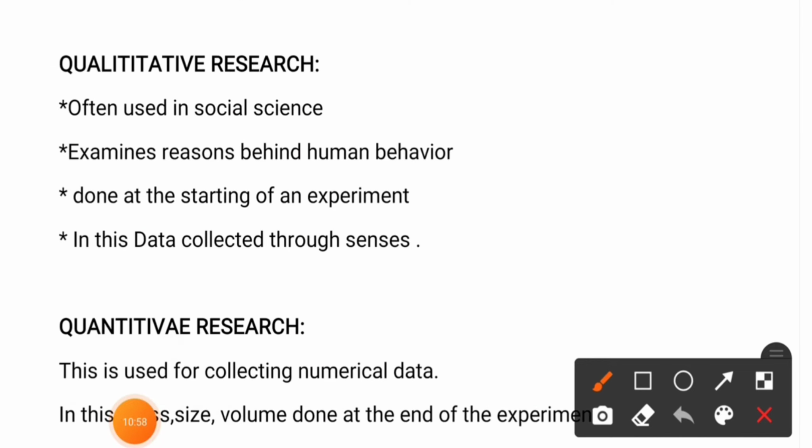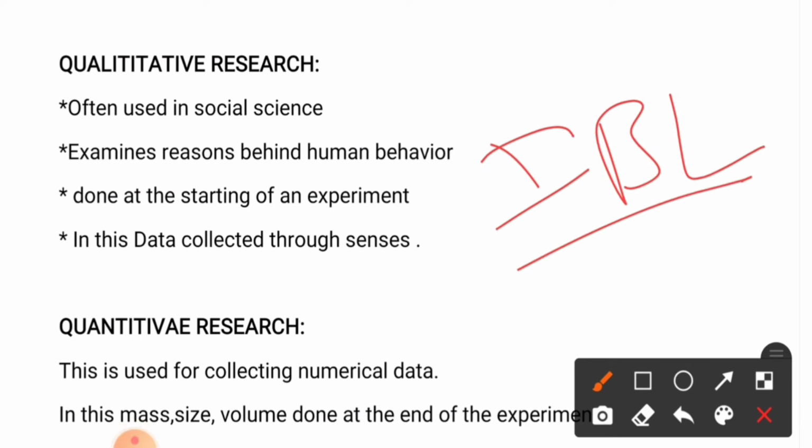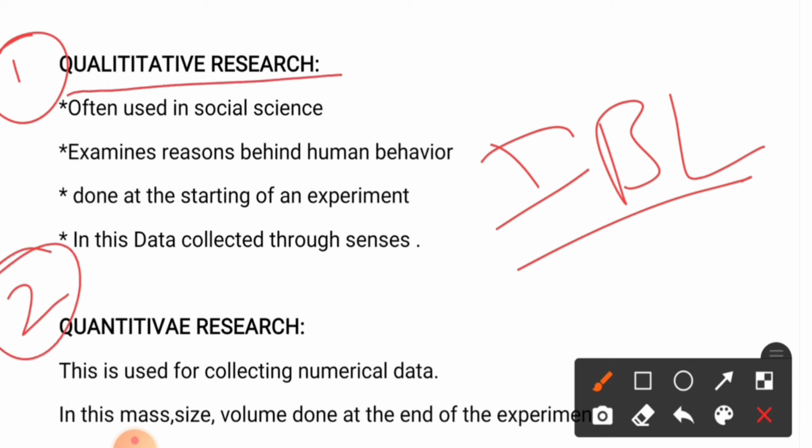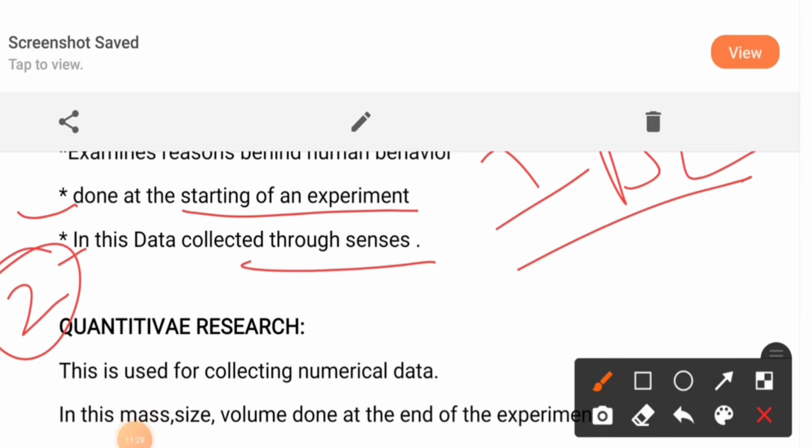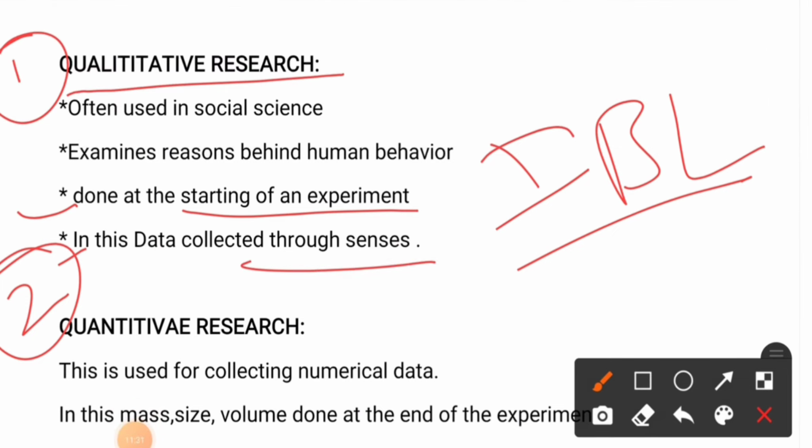Further, your IBL, or inquiry based learning, can be divided into two parts. The first is qualitative research and another one is quantitative research. What does qualitative research include? It is often used in the social science situation. It examines the reasons behind human behavior. It is done at the starting of an experiment, and in qualitative research the data is collected through senses.